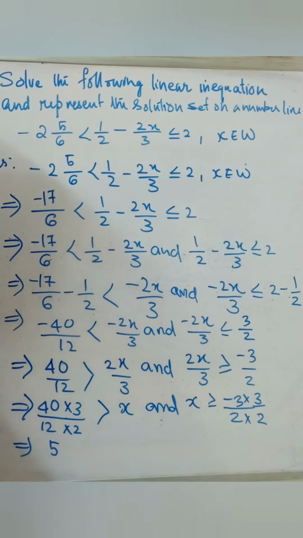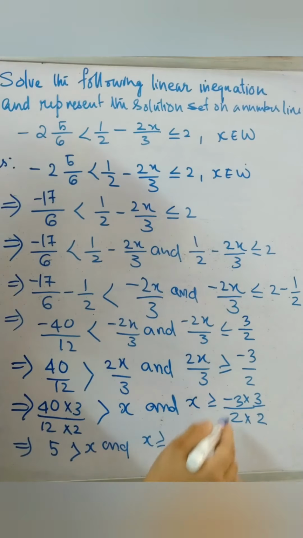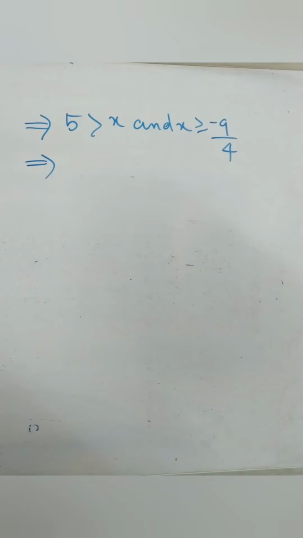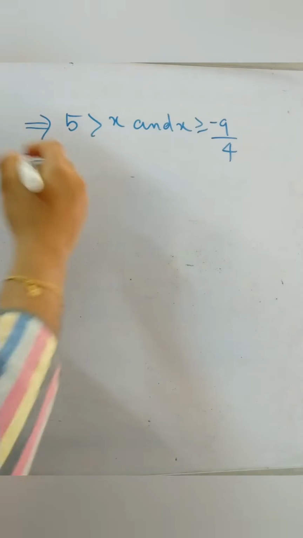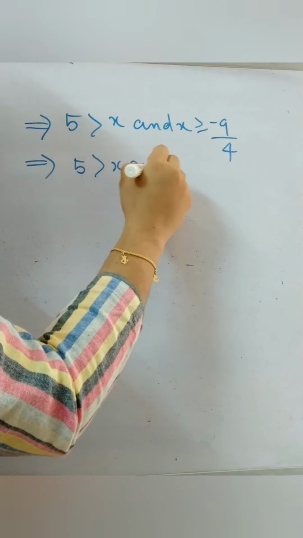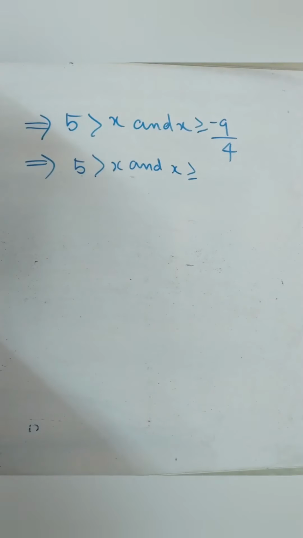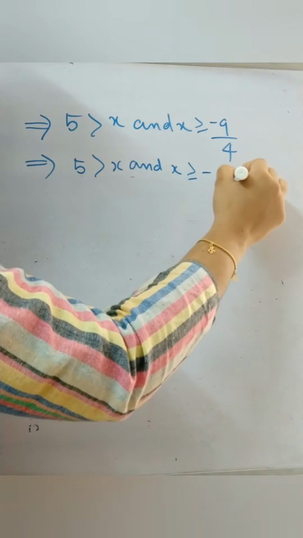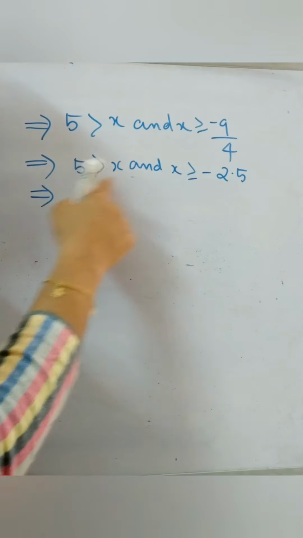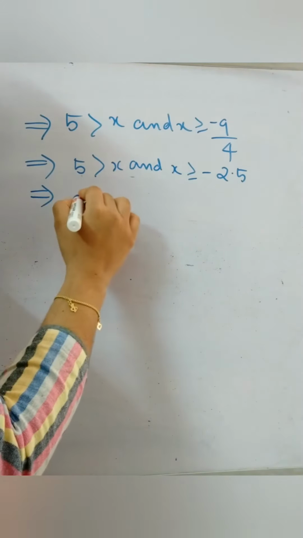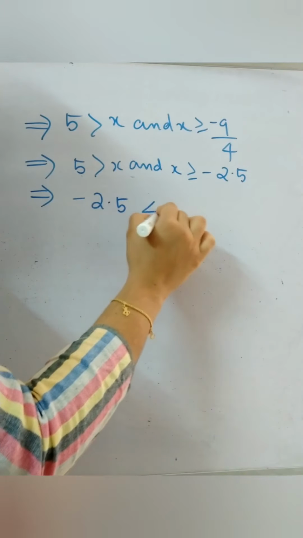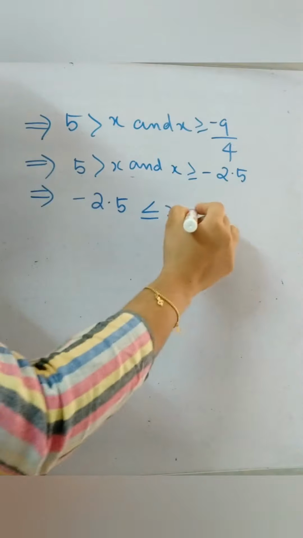We will get 5. When we simplify this one, we will get 5, which is greater than x, and x is greater than or equal to negative 9 by 4. So now we got 5 greater than x and x greater than or equal to negative 9 by 4. That is 5 greater than x and x is greater than or equal to negative 9 by 4, which is negative 2.5. These two linear inequations I can combine like this. Negative 2.5 is less than or equal to x, but x is less than 5.